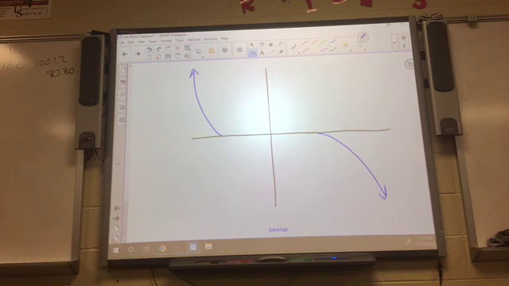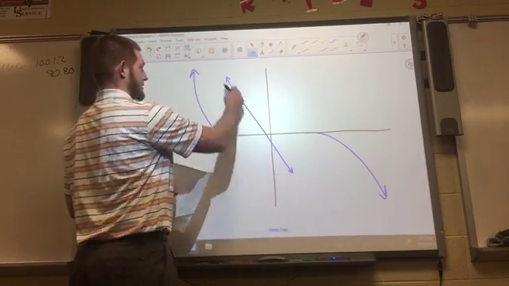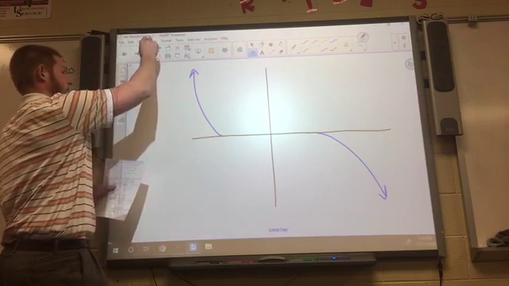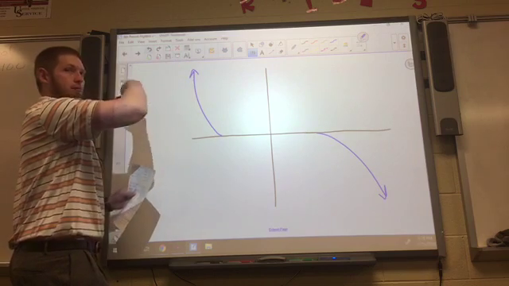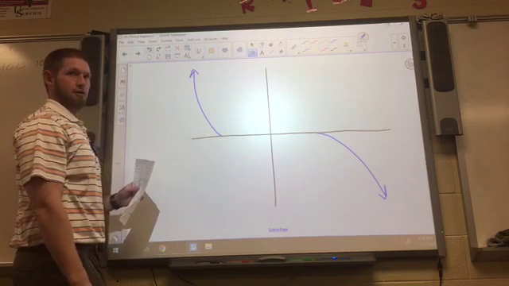It could be a degree of 1, which would be a line, right? Does that still hold true on a line? Yeah, the left side's going up, the right side's going down. Would it still hold true if the degree was 5, 7, 9? I could do 51. This is still going to hold true because it's an odd degree.